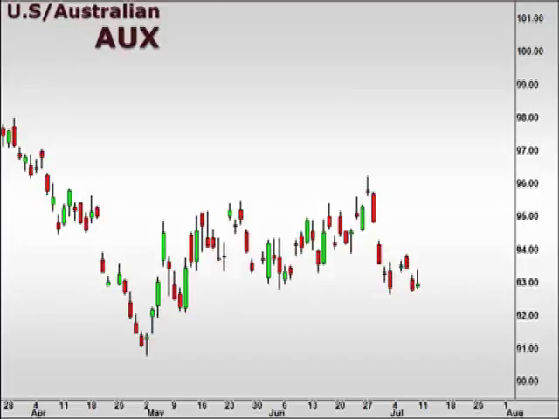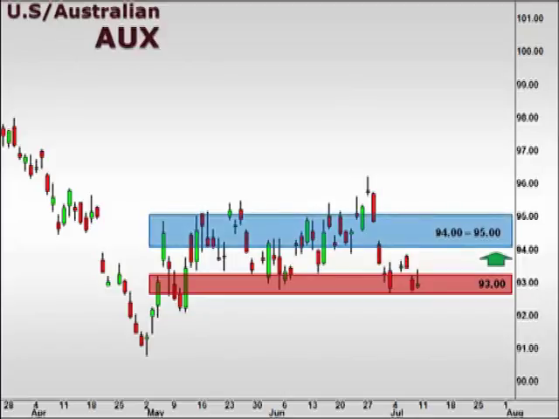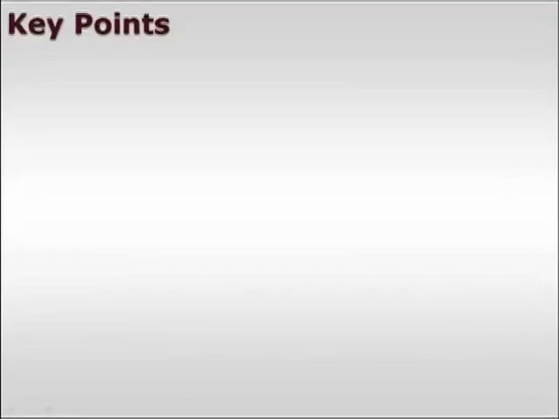Next up, the AUX, the US versus the Australian dollar. Now, the AUX continues to find support down at this 93 level after a moderate bounce early in the week. Should the 93 level hold, this 94-95 focal zone will once again act as a key overhead resistance. Failure to hold 93 opens the window for a continuation lower for the AUX.